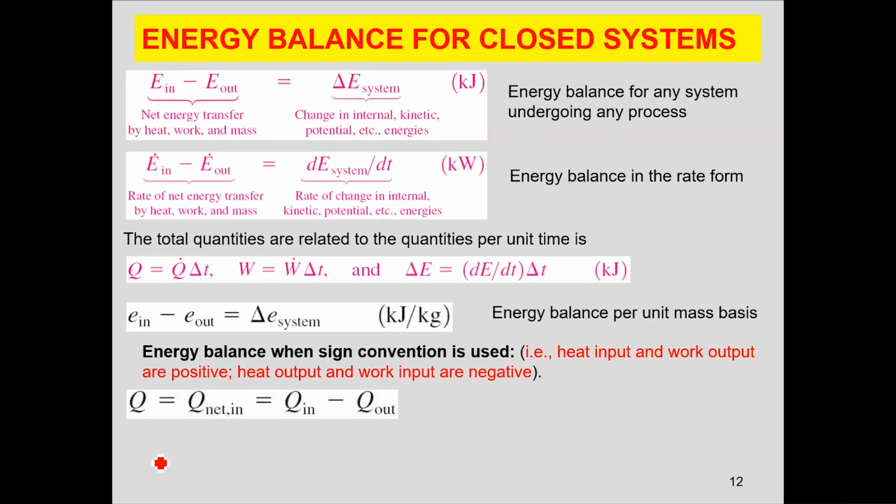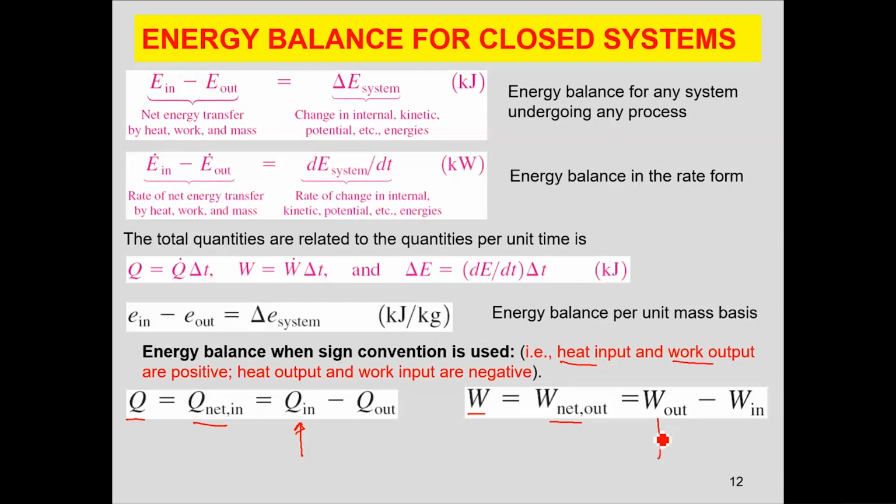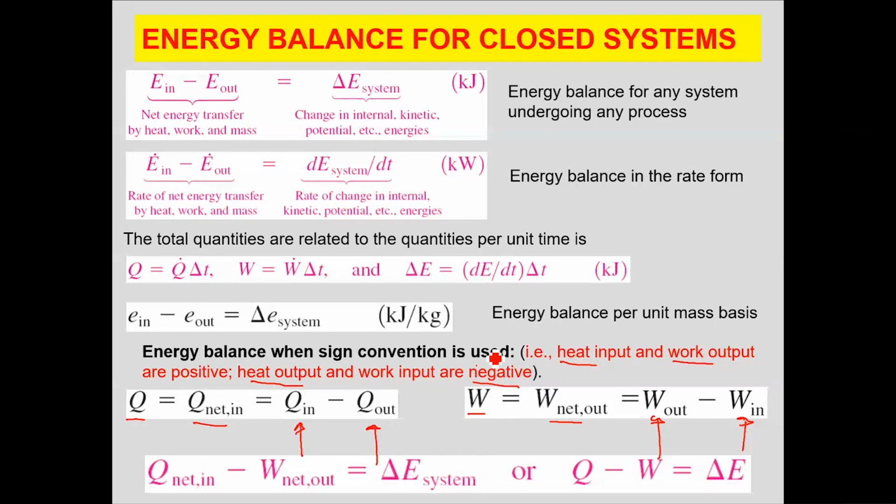So if you have expressed it in terms of Q or Q net in, or in terms of W or W net out, remember that heat input and work output are considered positive, and heat output, which is Q out, and work input are considered negative in these equations. I have already explained this: Q net in minus W net out, or Q minus W, equals change of the system. Sometimes the equation is expressed in this form.